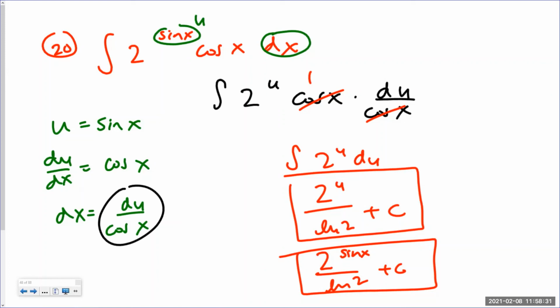All right. From your homework, what other questions do you guys have? Or any other previous homework? Number 17.